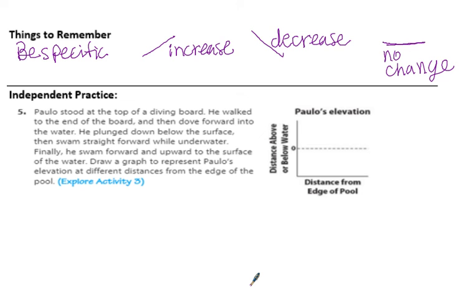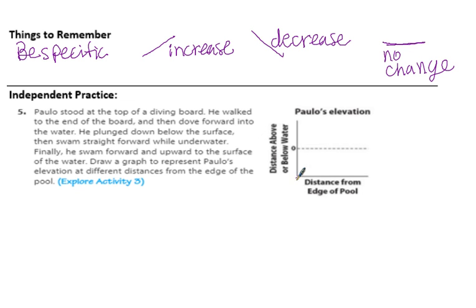All right, so we have Paulo. He stood at the top of a diving board. He walked to the end of the board and then dove forward into the water. He plunged down below the surface, then swam straight forward while underwater. Finally, he swam forward and upward to the surface of the water. Draw a graph to represent Paulo's elevation at different distances from the edge of the pool.